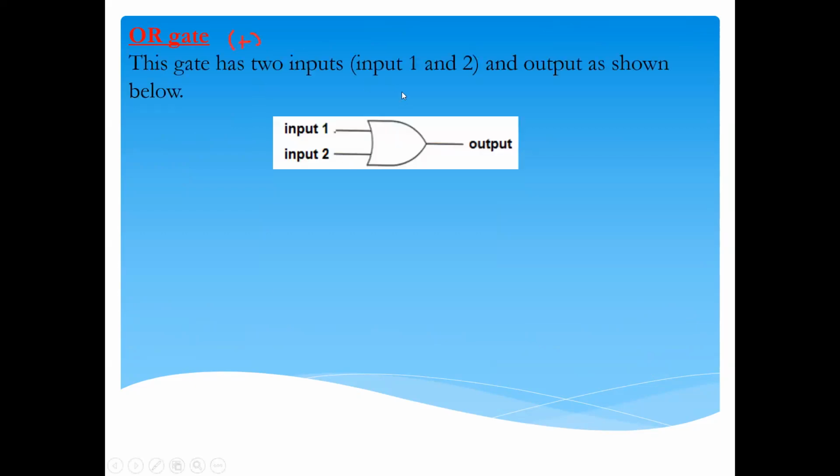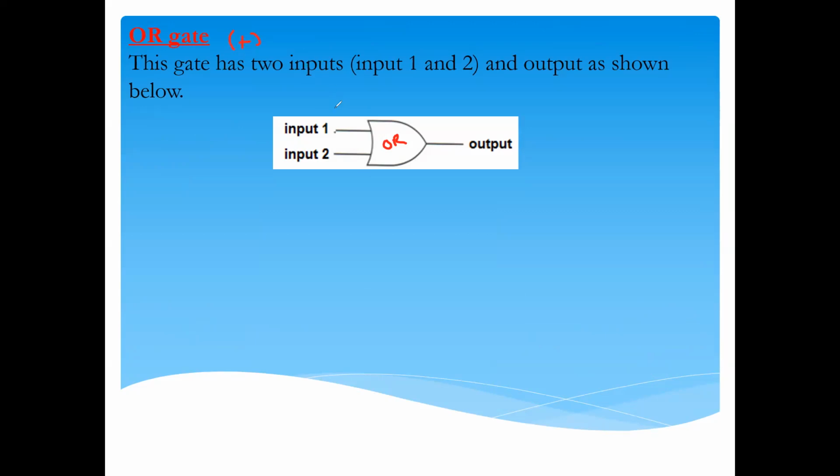Then the second type of gate is known as an OR gate. In an OR gate, how do we get the result? The output of an OR gate is by addition. So when we add the two inputs, we get the result. And this is the circuit symbol for the OR gate. You have to learn the circuit symbol. This is how we represent the OR gate.